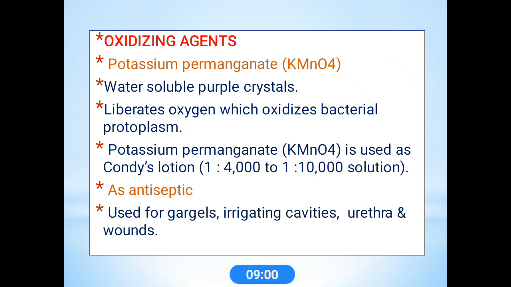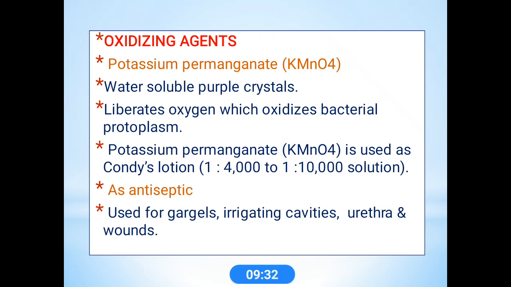Next we come to the oxidizing agents. Mainly potassium permanganate is a widely used antiseptic agent. It is highly water soluble and forms purple colored crystals. It liberates oxygen, so it oxidizes bacterial protoplasm. Potassium permanganate is available as different preparations, and the preparation strength mainly depends on the concentration.